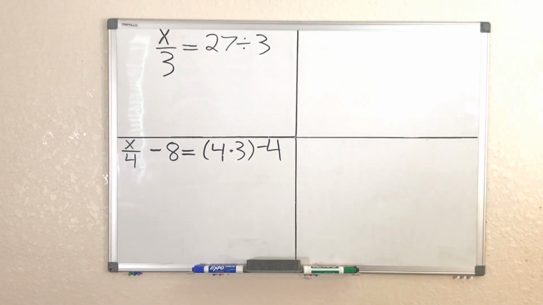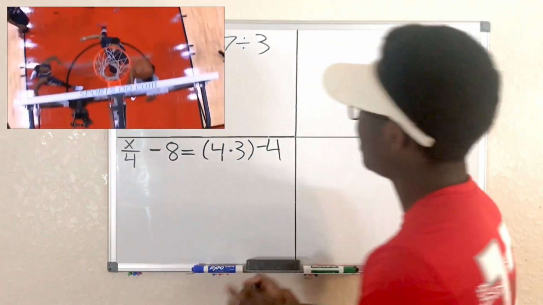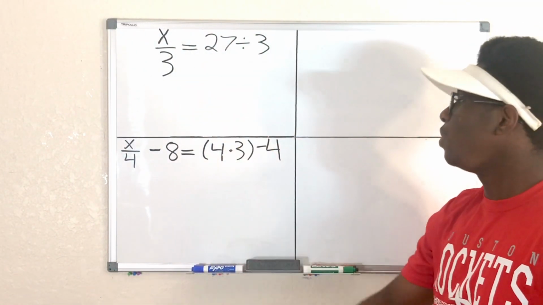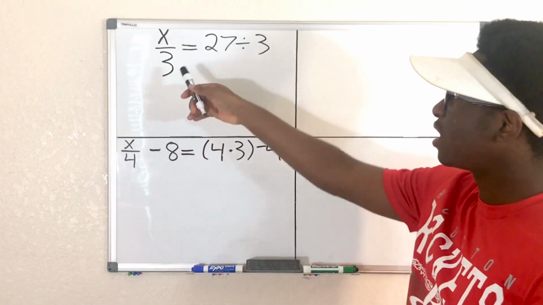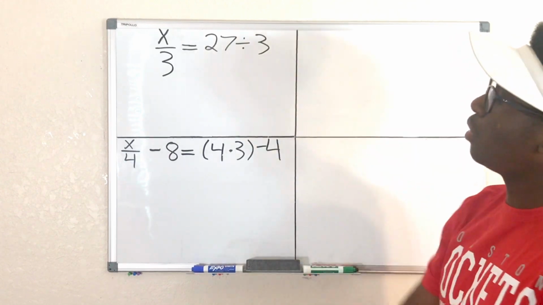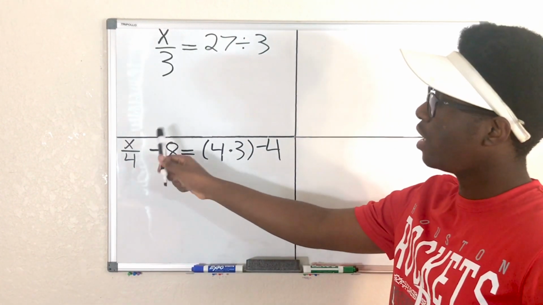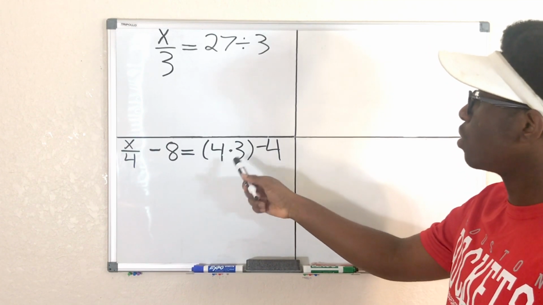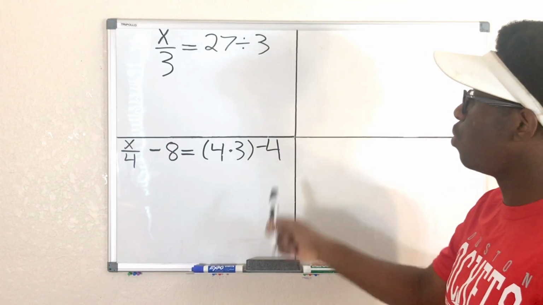Alright y'all, so let's Euro step into this equation. Alright guys, so we have these two equations right here. We have x divided by 3 is equal to 27 divided by 3. Here at the bottom we have x divided by 4 minus 8 is equal to 4 times 3 minus 4.